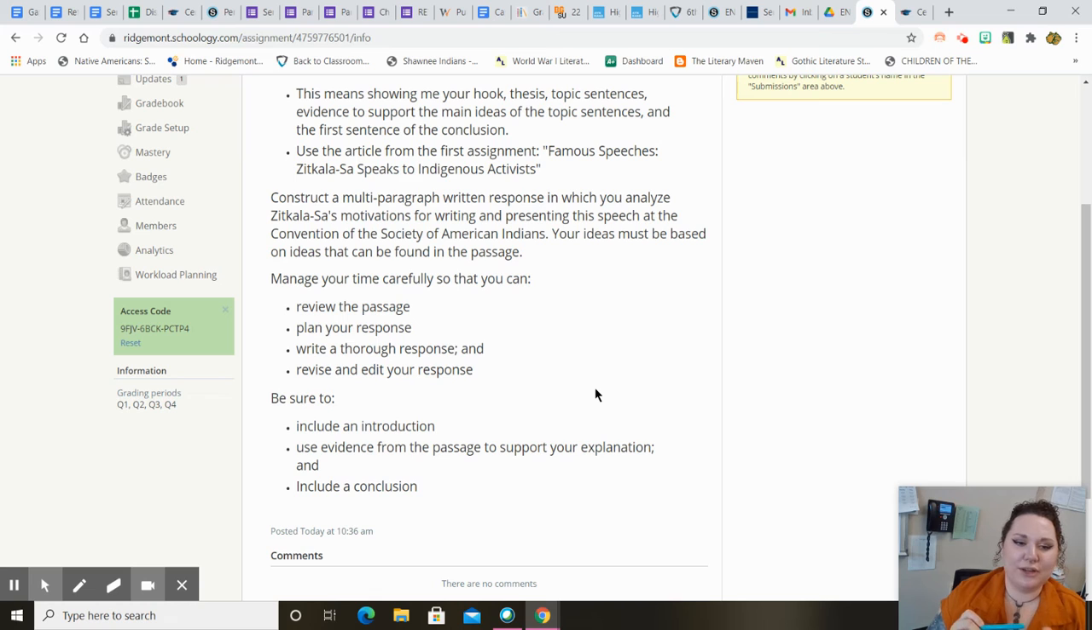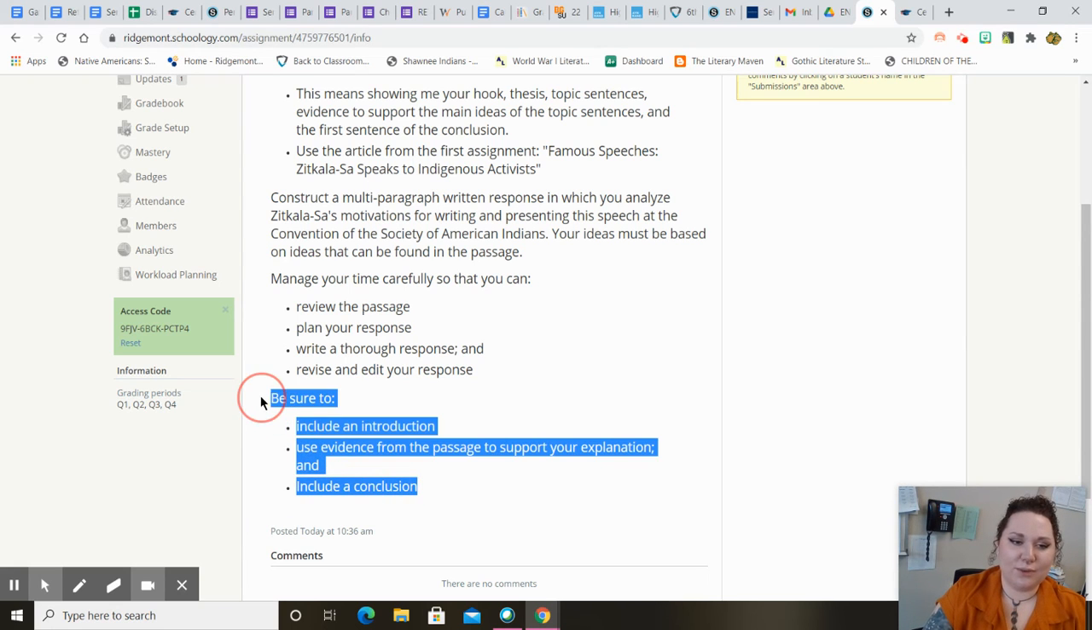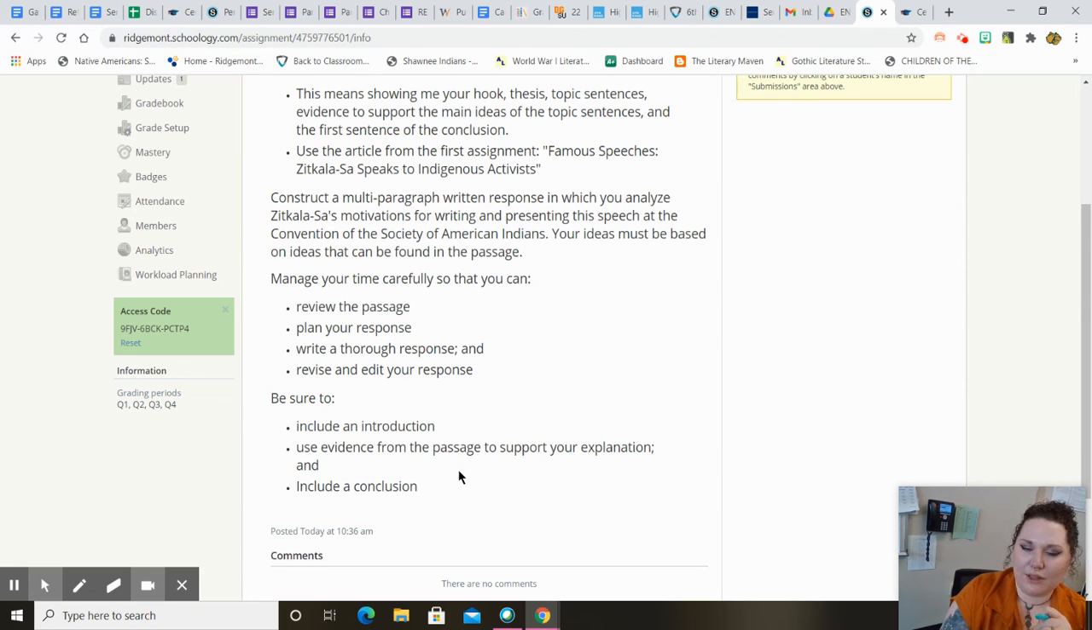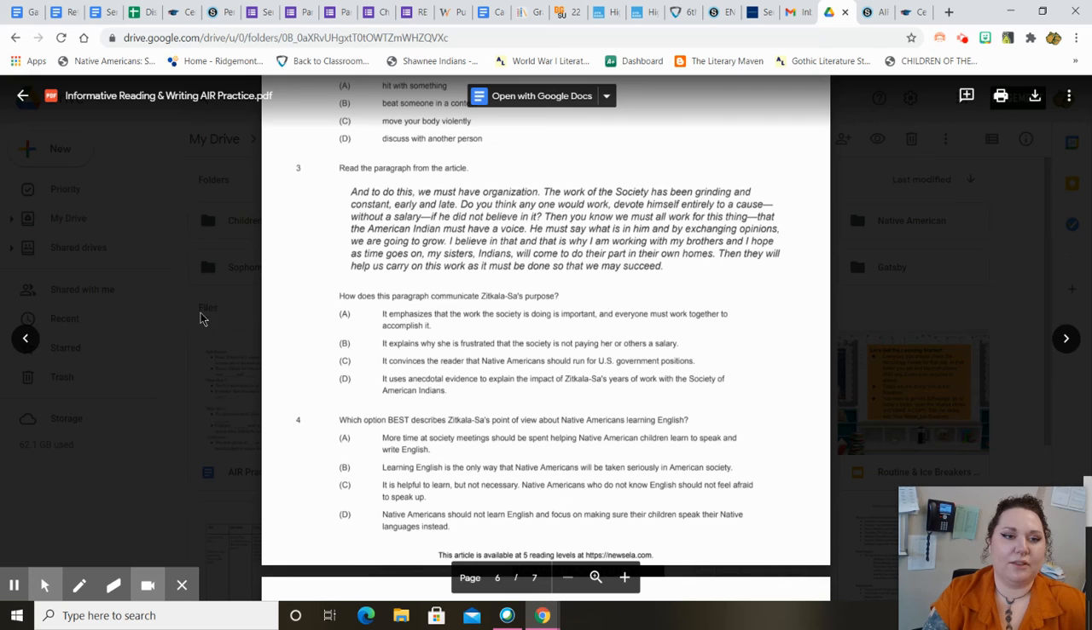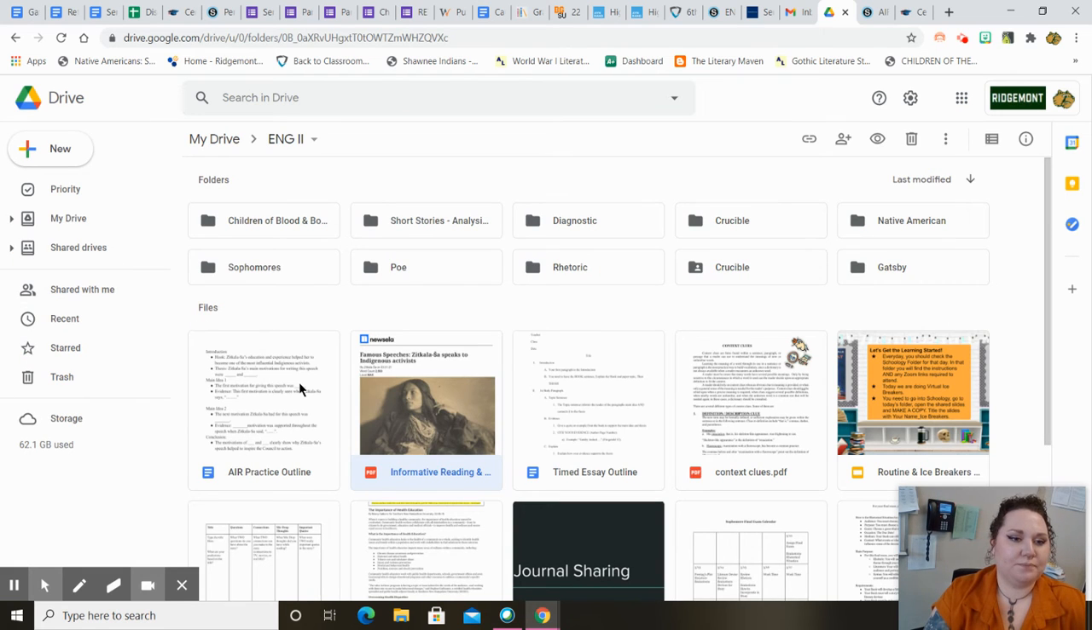You also need to be sure to include an introduction, use evidence from the passage to support your ideas, and then include a conclusion. This is what the state test is going to tell you that you need. To get full points, you need 4 paragraphs on the informative portion. At minimum, you need 4, okay? And we're going to go through and outline a little bit together what that 4 needs to look like.